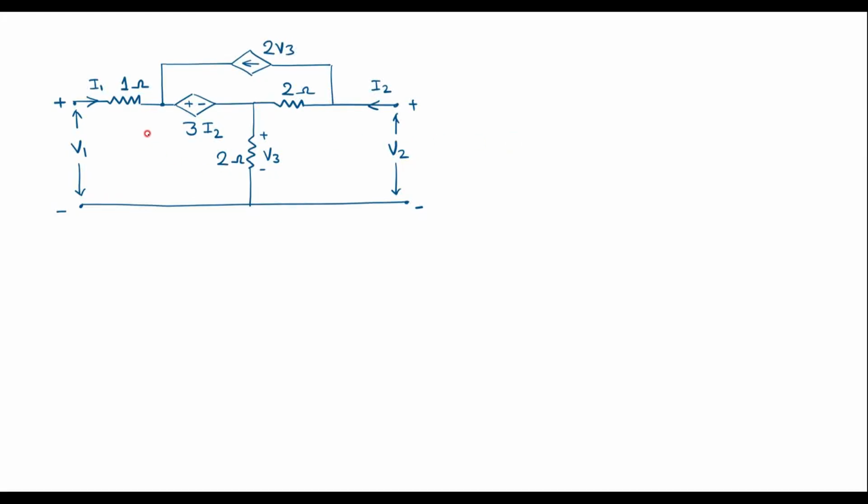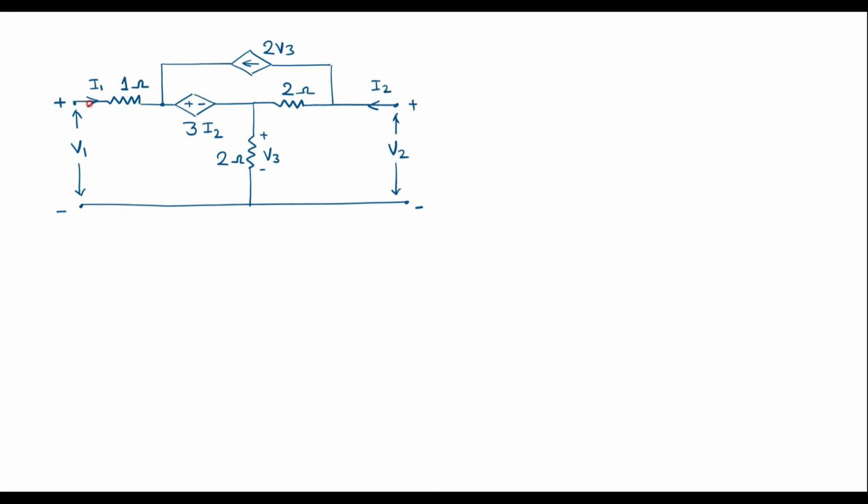So in this network, we can observe that the voltage at this port is V1 and the voltage at this port is V2. Here current I1 is flowing, here current I2 is flowing. Here we have a current dependent voltage source and here we have a voltage dependent current source. I will solve this using loop analysis method so that the calculation will become simpler.